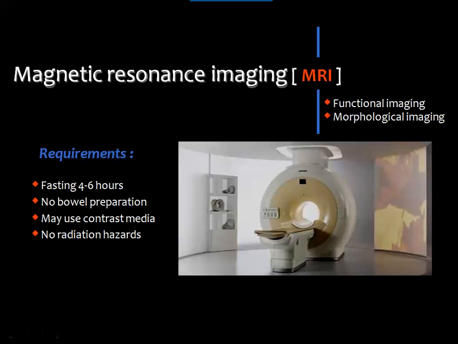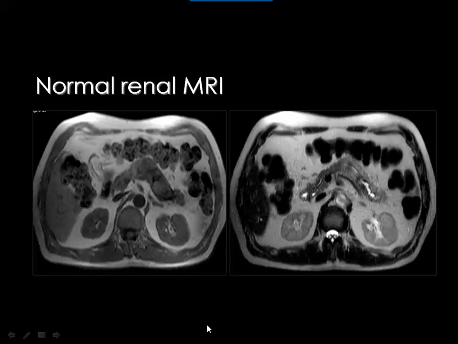Then we came to the MRI, and MRI may perform both functional and morphologic imaging. It may need some fasting. If you are going to inject contrast media, there is no need for bowel preparation, and there is no hazard of radiation. And this is the MRI T1 weighted image of the kidney, and this is the appearance of the kidney in the T2 weighted image.